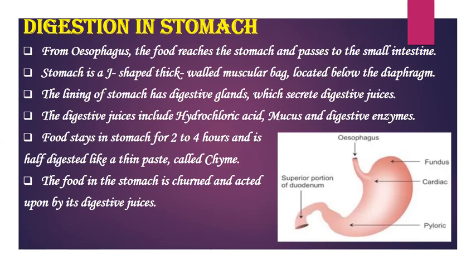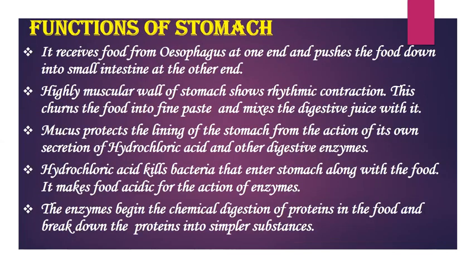Food stays in the stomach for 2 to 4 hours and is half digested, like a thin paste, called chyme. The food in the stomach is churned and acted upon by its digestive juices. Let's see the functions of the stomach. It receives food from esophagus at one end and pushes the food down into small intestine at the other end.